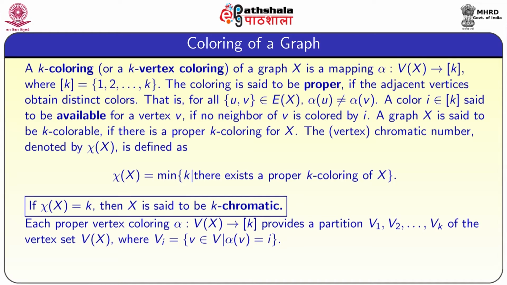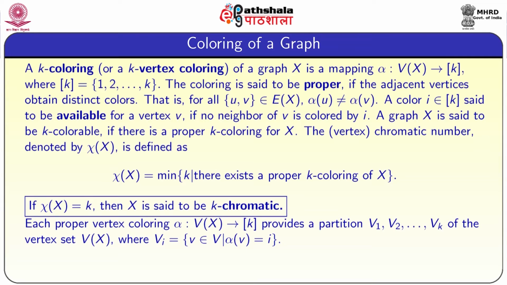A graph X is said to be k colorable if there is a proper k coloring of X. The vertex chromatic number, denoted by chi of X, is defined as chi of X equal to the minimum k such that there exists a proper k coloring of X. If chi of X equals k, then X is said to be a k chromatic graph.